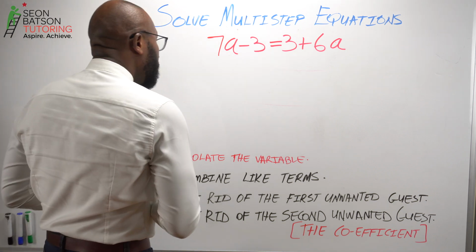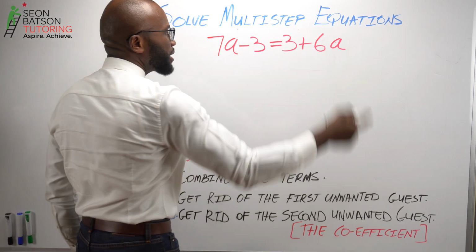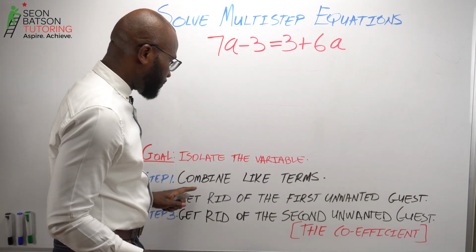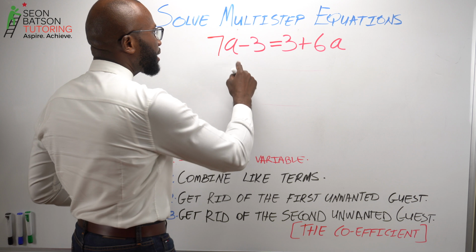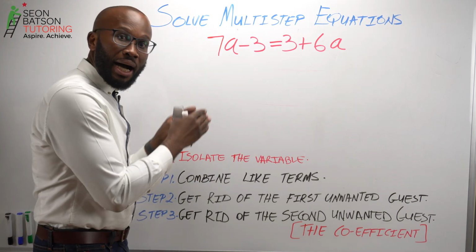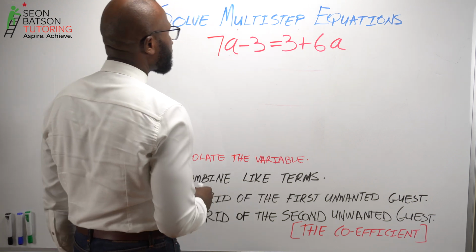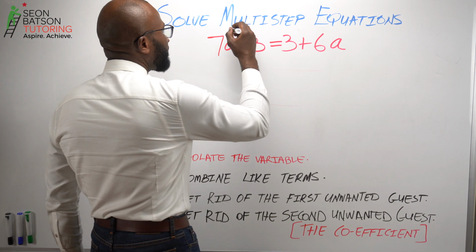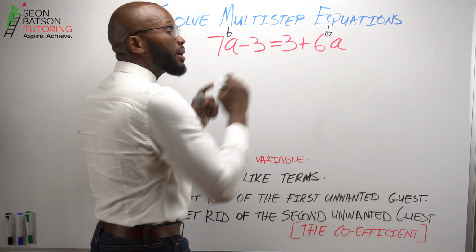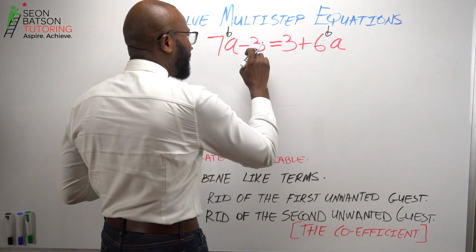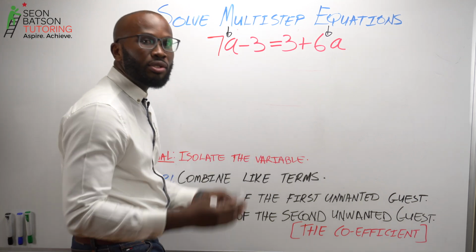All right. So we have 7a minus 3 is equal to 3 plus 6a. So step 1, we will combine like terms. Remember again, the ultimate goal here is to isolate the a. We want to get the a positive and on its side by itself. Step 1, combine like terms. What are our like terms? Well, we have 7a here and 6a here, so we can combine the variables first. We also have a negative 3 here and a positive 3 here. These two are like terms because they're integers, so we can combine them as well.